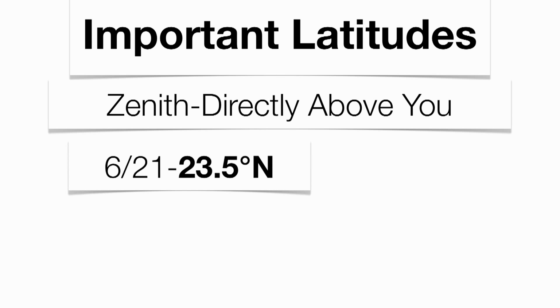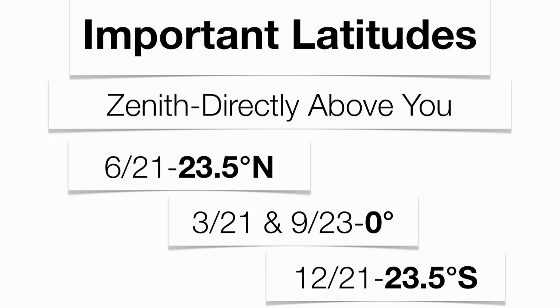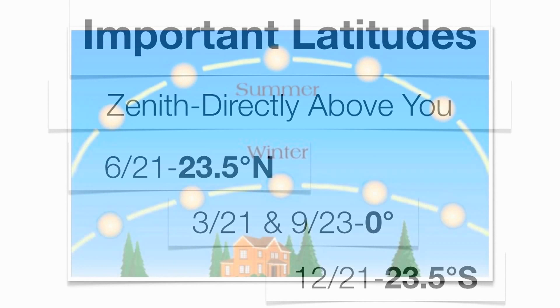Zenith is the point directly above you, giving you the sun's energy at about a 90-degree angle. So on June 21st, the Tropic of Cancer is going to have the sun at the zenith. On March 21st and September 23rd, the equator is going to have the sun at the zenith. And then on December 21st, at the Tropic of Capricorn, the sun is going to be at the zenith. So you have 4 dates, 3 latitudes, because your 2 equinoxes are going to double up with the equator. 4 dates, 3 latitudes you need to know.